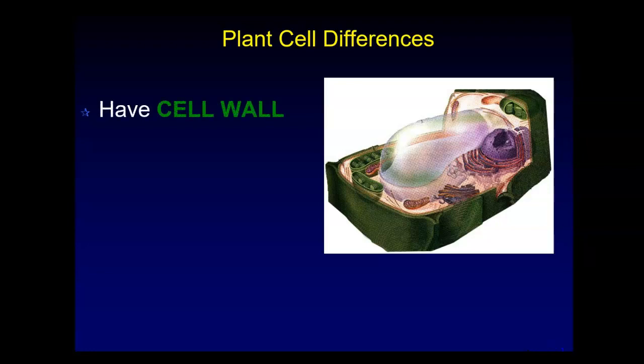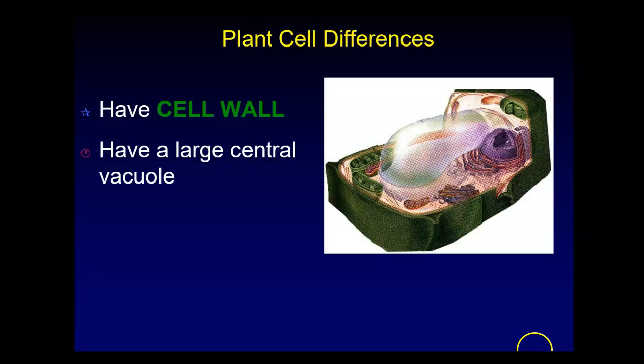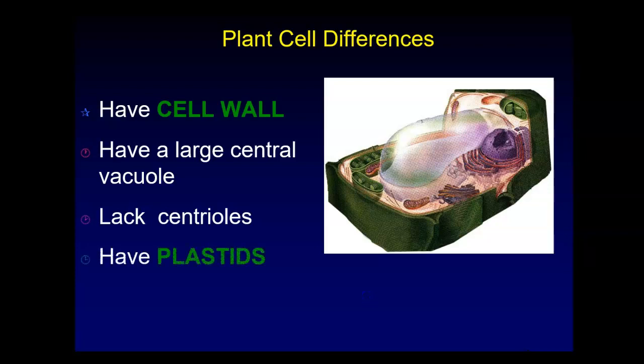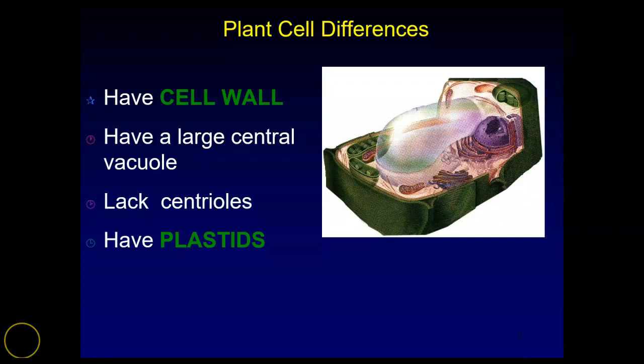We know that plant cells have a cell wall. Animal cells did not have a cell wall. They have a large central vacuole, so they have this huge bubble that you see here. And then they also lack centrioles. And they also have plastids, okay? Chloroplasts, which is what we're going to talk about. That's a type of plastid, but we'll talk about more than one type of plastid that plant cells actually have. Okay, so let's move on.